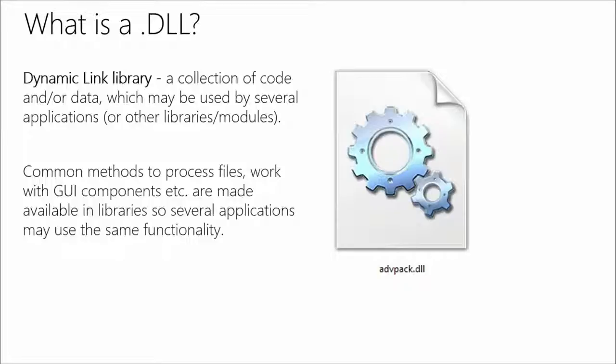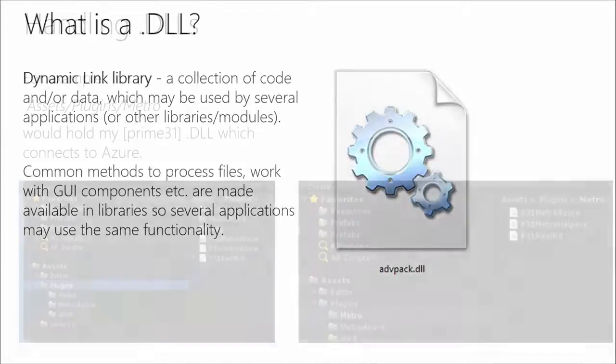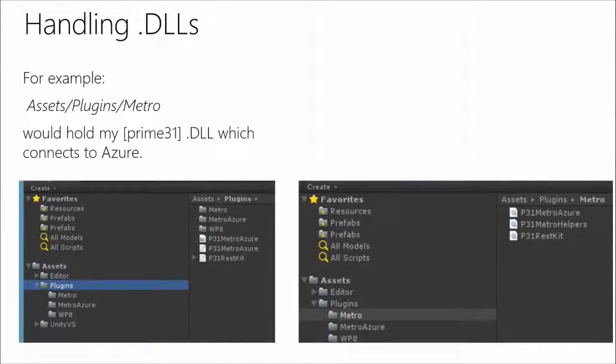So essentially, we write them once and try to make them available to as many platforms as possible because they're going to share a lot of the same functionality. So with Prime31 in this case, we have several DLLs that the developer had written that are available to us in our project. So the first thing we need to understand is how Unity handles these actual DLLs.